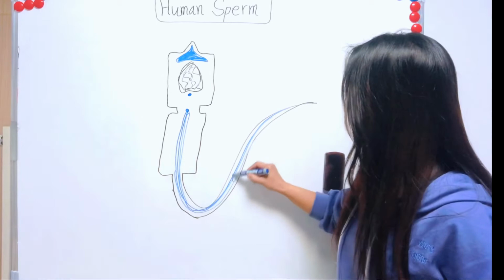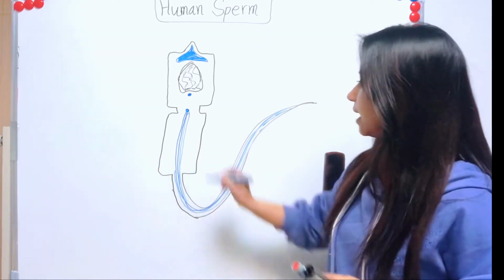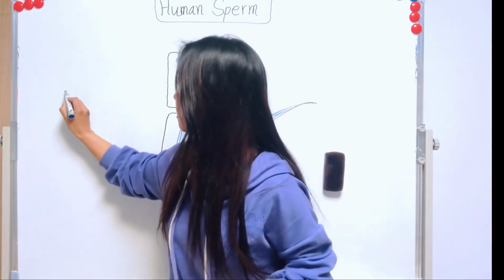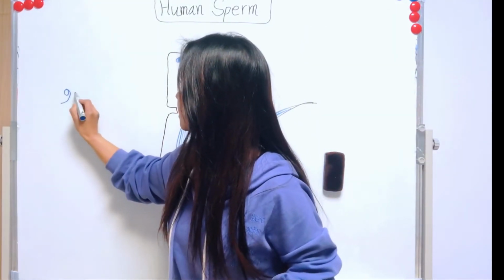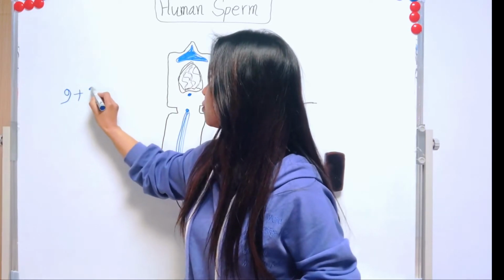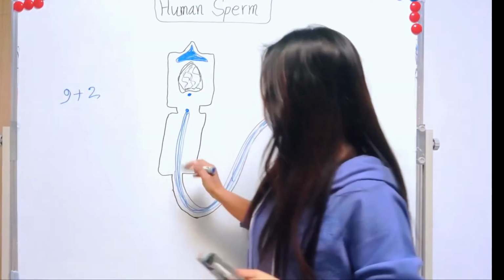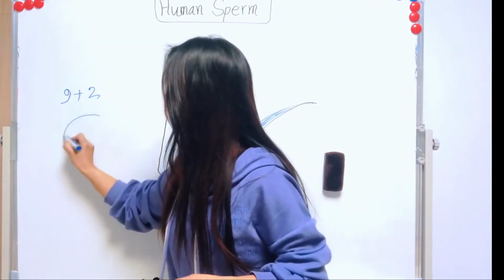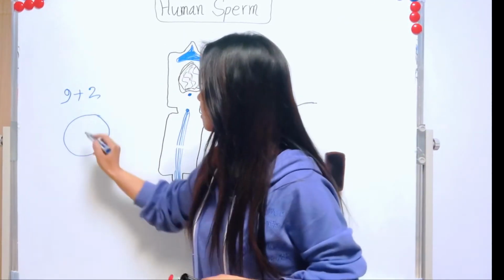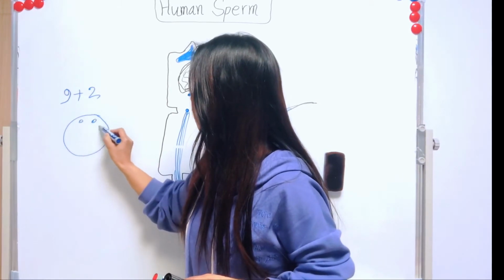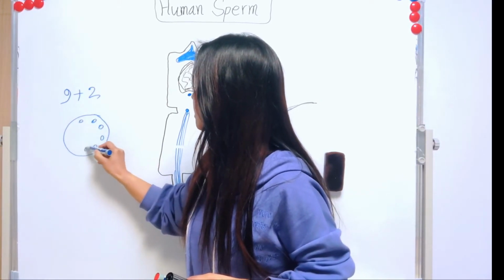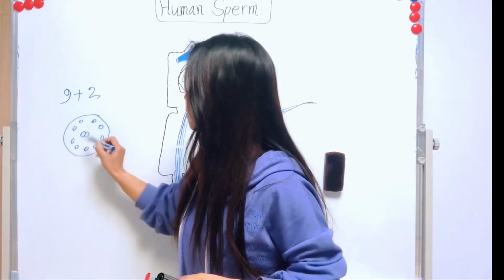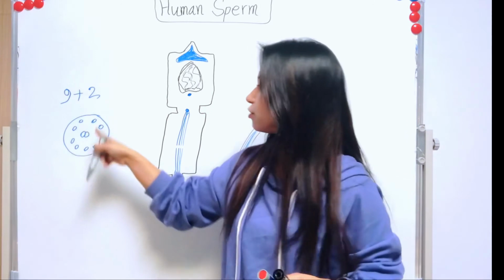Axial filaments make the tail of the sperm, and they are present in a 9 plus 2 arrangement. Like if I cut the axial filaments here, then these are present 1 2 3 4 5 6 7 8 9 and here 1 2. So these are present in a 9 plus 2 arrangement.